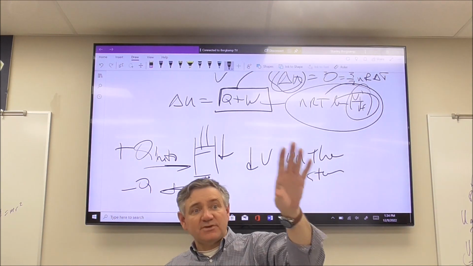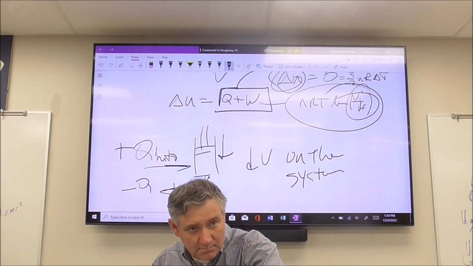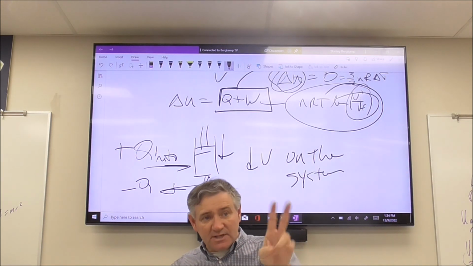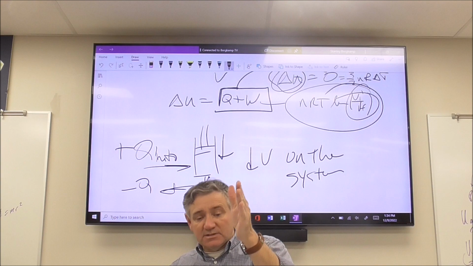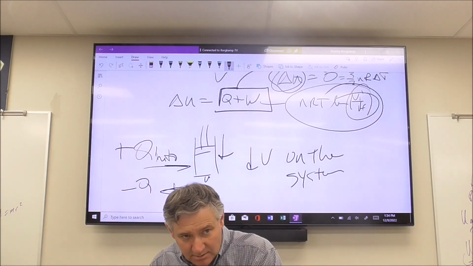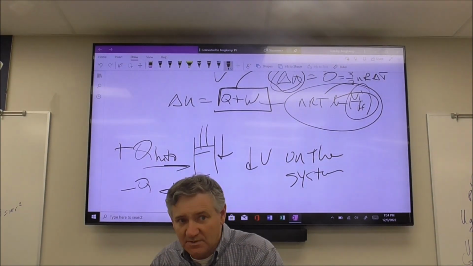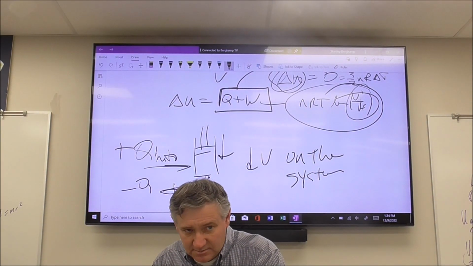You could have positive Q and positive W. I could have both negatives. I could have one positive, one negative. The only time they're inverses of each other is when delta U equals 0. That's the only time they're inverses of each other.